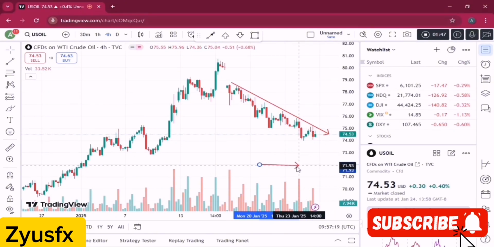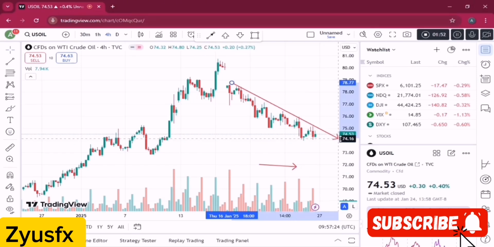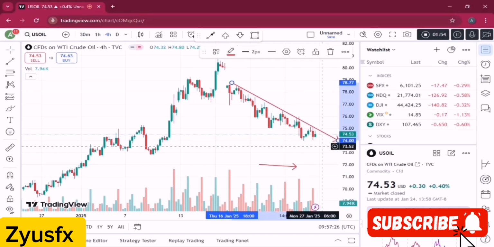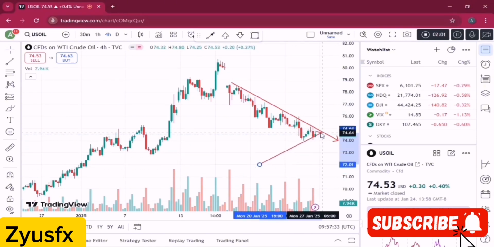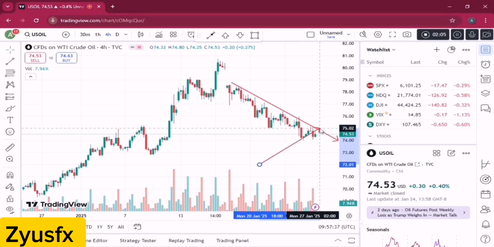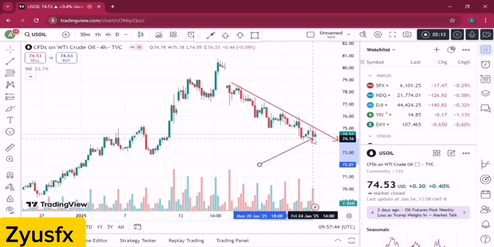So all we need to do right now is to play the waiting game for price to come back close to the trend line so that we can look for a selling opportunity again. So wait for price to come back to the trend line, sell here, stop loss above the trend line for a continuation down, because remember the trend is down. So we're only looking for selling opportunities.